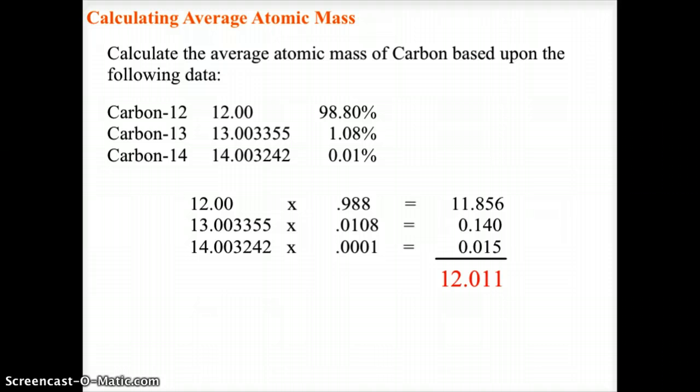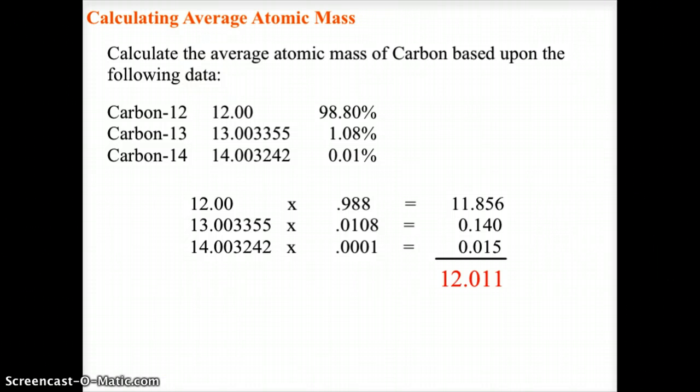The actual best value would be 12.011, and that again is the average of the atomic masses of all the carbon found on the planet, based on the fact that there are 3 isotopes of carbon, carbon-12, carbon-13, and carbon-14.